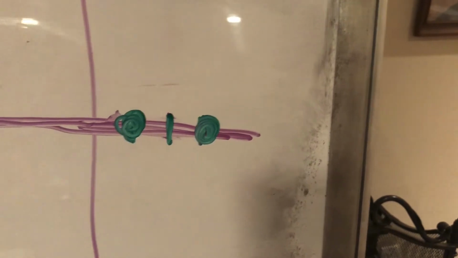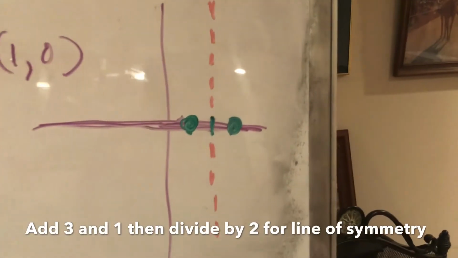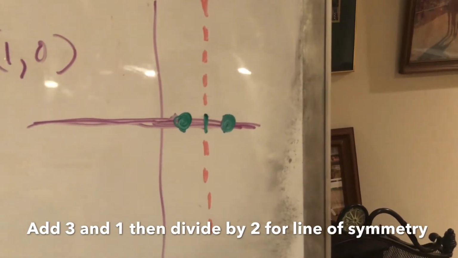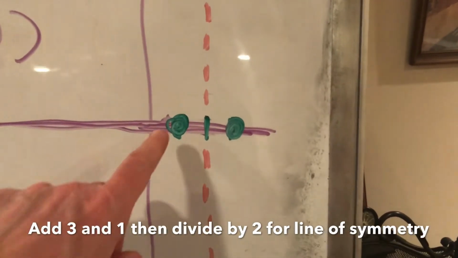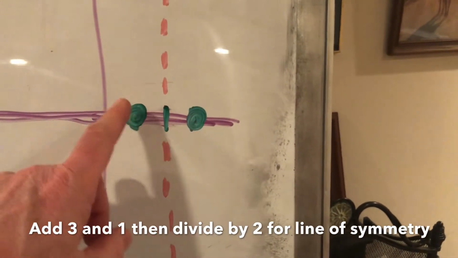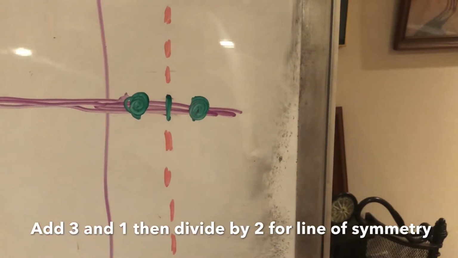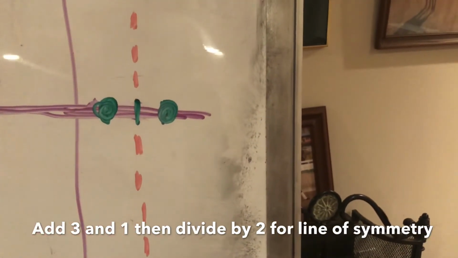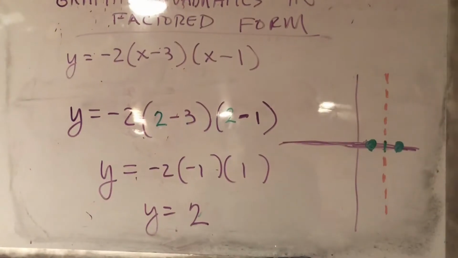So where does that leave us? The line of symmetry is going to be right in between those two points on the x-axis. That means we're going to go through the point 2. 1 space, 2 spaces, 3 spaces. 1 plus 3 is 4. 4 divided by 2, we want to take half of that, right? That puts our line of symmetry at 2. And we know our vertex is going to fall on that line.